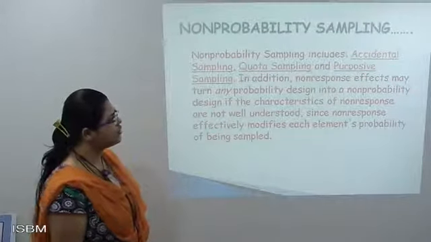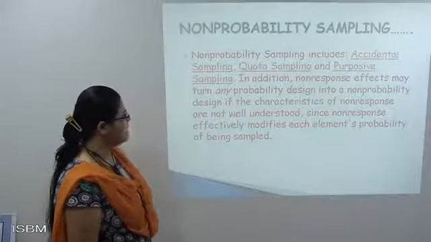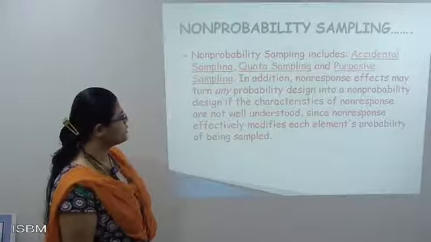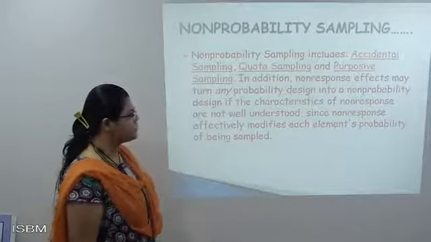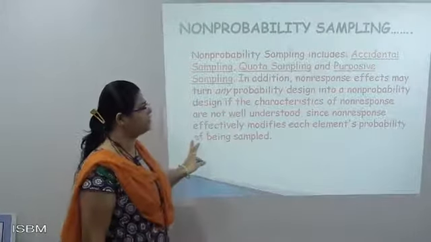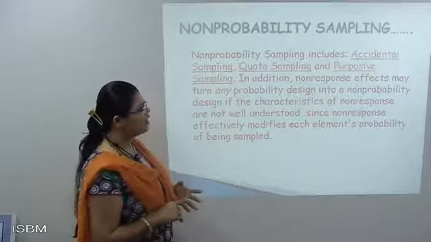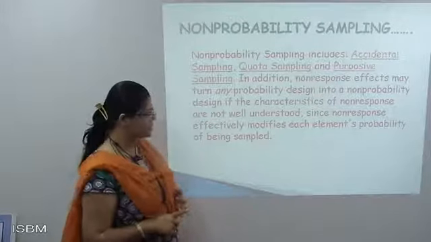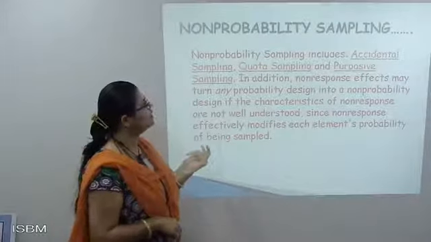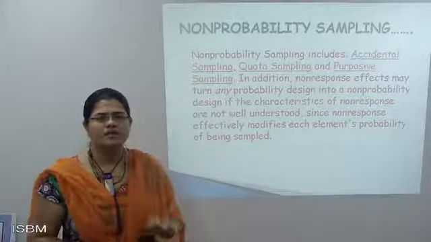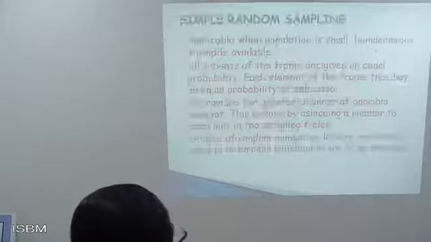In addition, non-responder effects may turn any probability design into a non-probability design if the characteristics of non-respondents are not well understood, since non-response effectively modifies each element's probability of being sampled. Here, if there is non-response or non-representation, the efficiency is directly modified, and it goes into non-probability samples, where you are not getting information accurately, and from this you need to calculate certain information.